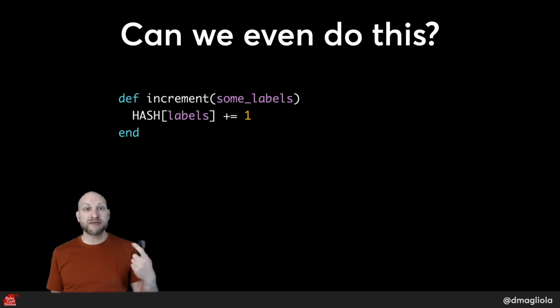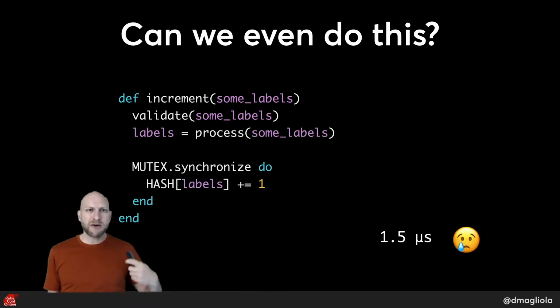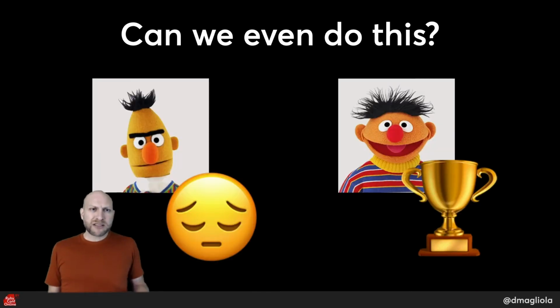In real life, we need to add some validation and some processing to these labels, and we're not even thread safe. In order to be thread safe, you have to put a mutex around this, and now we're at a microsecond and a half per increase, and we blew our target. So it turns out, in our case, guy number 2 was right. I mean, we can't do this in a microsecond.